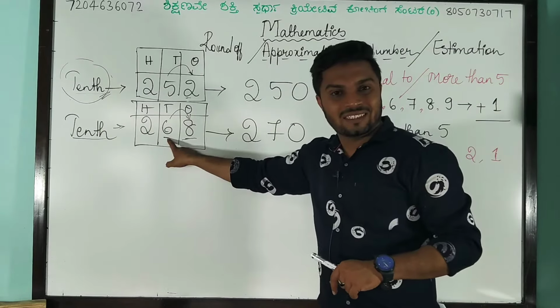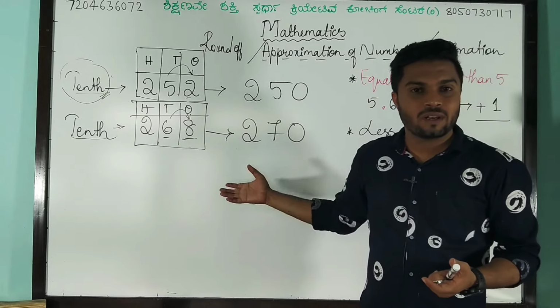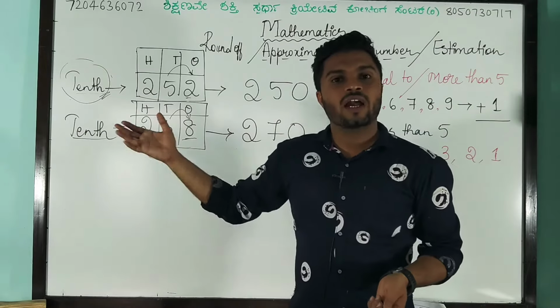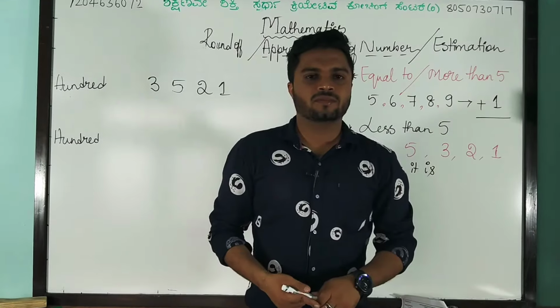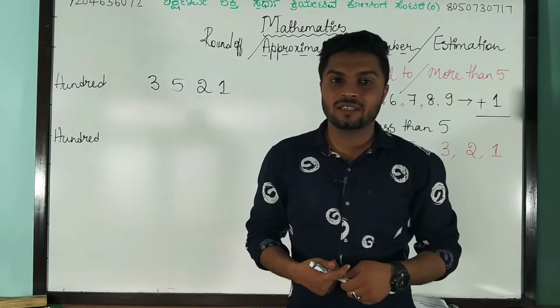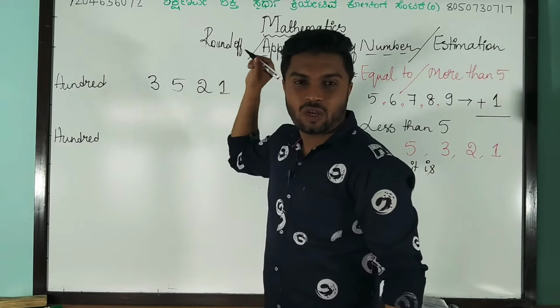This was 6 and it has become 8. Very simple. Did you get this, students? Yes. We'll go on for the 100 place now. Now students, let us check it out for 100 place. Okay. Again, where is the 100 now? Check out the place value of that.